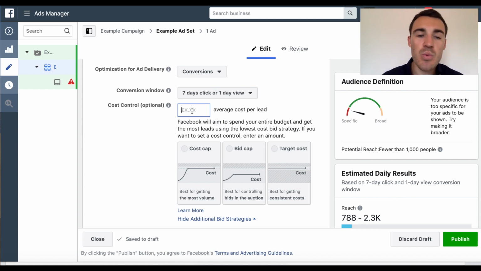The times when you may want to particularly use cost controls are around holidays when there's a lot more advertiser activity. So times like Black Friday's the biggest one, but even in the run up to Christmas where ads are more expensive and things like that.